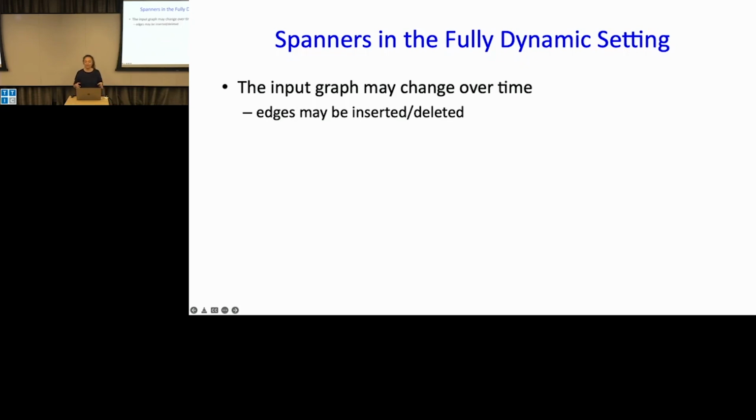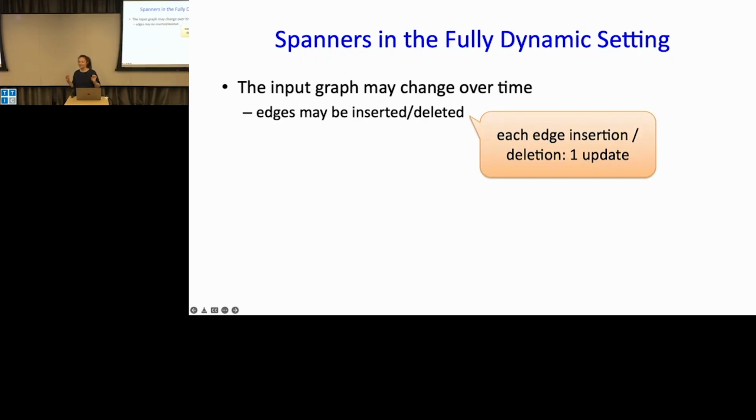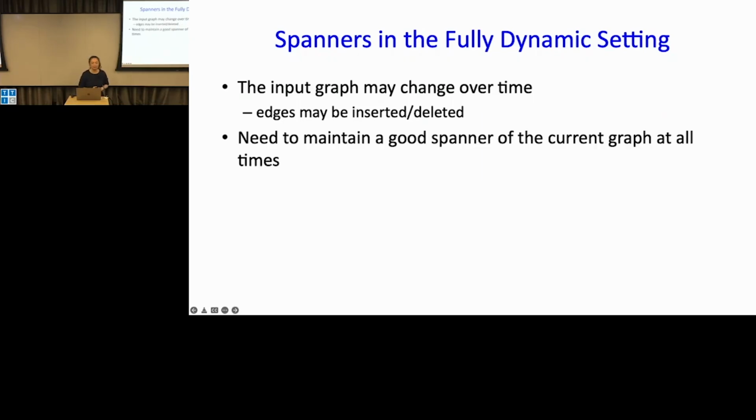Okay, so far we talked about the static setting. Somebody gives me a graph, I compute a spanner, we are done. What I'm going to discuss today is a dynamic setting where the graph changes over time, and as it changes, I have to maintain a good spanner for it. In the fully dynamic setting, we have an input graph that changes over time. The allowed changes are deleting an edge from the graph or inserting an edge into the graph, and each such change counts as a single update. As this graph G changes, we need to maintain a good spanner of the current graph at all times.